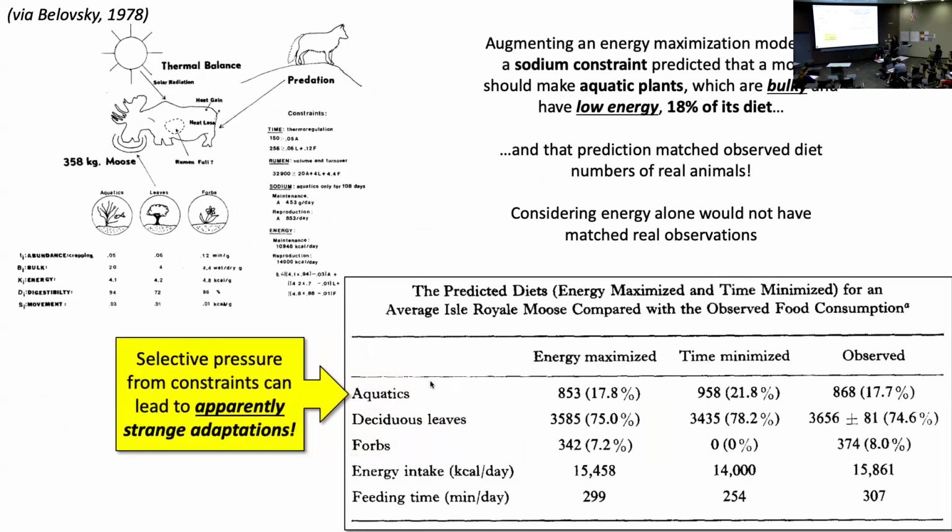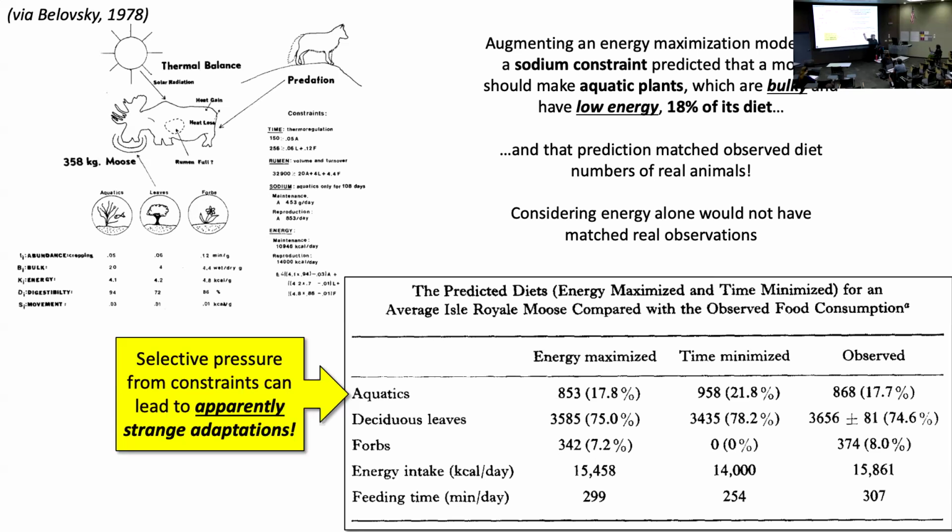What he found is that he chose an energy maximization model similar to what we're doing, but one that had a sodium constraint. He knew that the terrestrial things these moose were eating had very low sodium. The aquatic things that they were eating had very few calories, but very high sodium. So he thought maybe that would be the only way that the moose could get sodium. And he did a computational model based on this. The diet that popped out said that you should eat about 18% of your diet as aquatics in order to get the sodium. And then this went down through the other things that they could eat, and you'll get roughly this energy, and this is how much time you'll spend feeding.